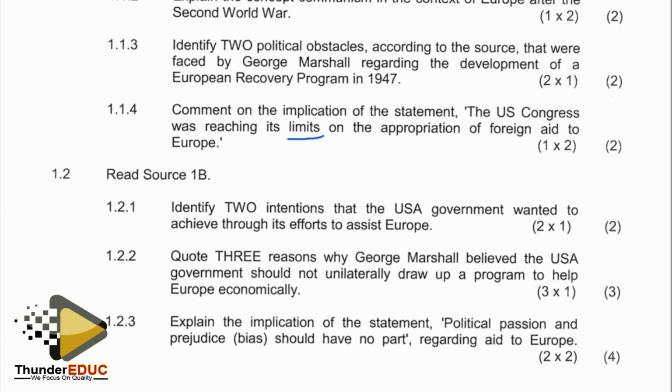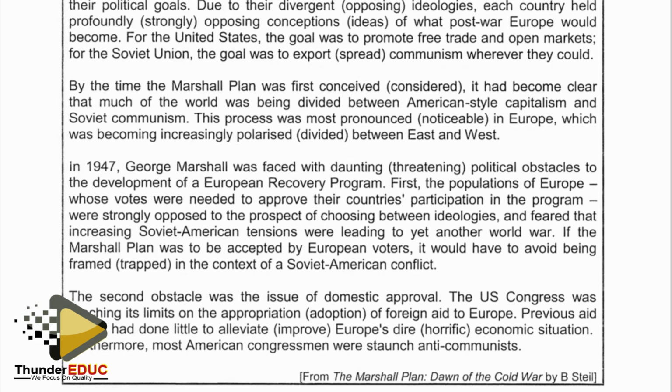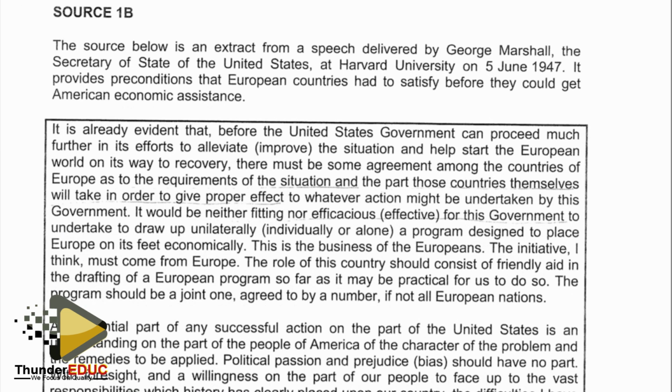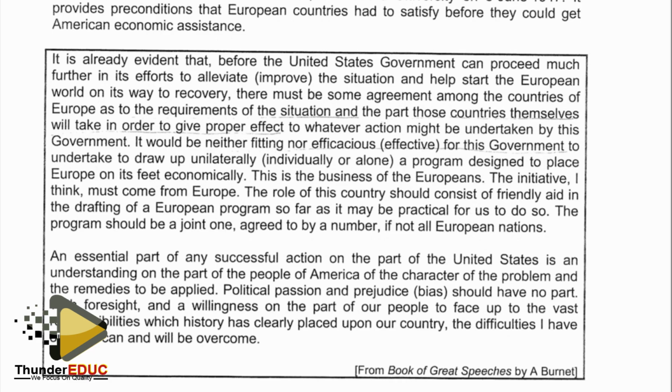Right, we move on to question number 1.2. Read source 1b. We are now referring to our source 1b. Right, our source 1b is a source which is based on an extract from a speech delivered by George Marshall, the Secretary of State for the US at Harvard University on 5 June 1974. It provides preconditions that European countries had to satisfy before they could get American economic assistance. Right, the Marshall Plan had its own prescriptions that were supposed to be abided by for countries to be eligible to get the funding. So as you go through the source, you understand what the source is talking about. But basically that is the idea behind the heading of the source. So we go to our questions.